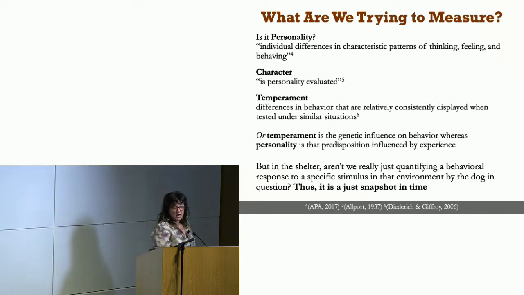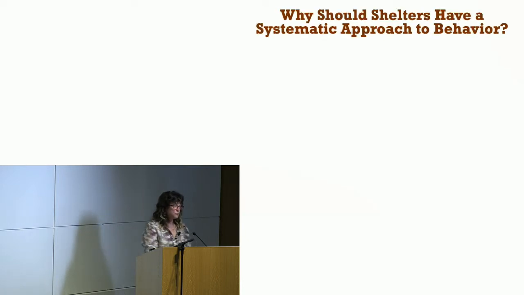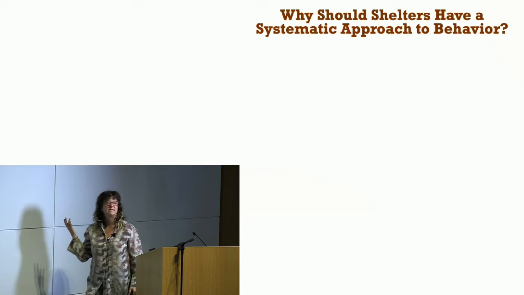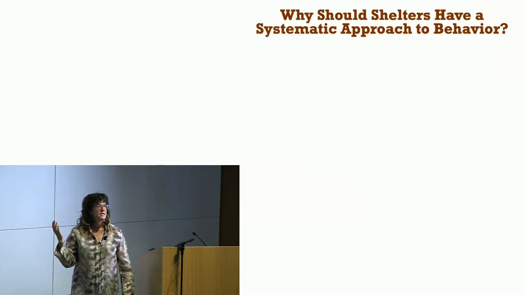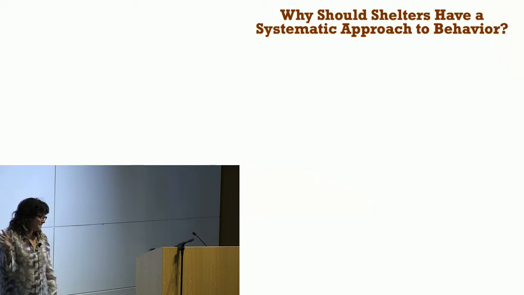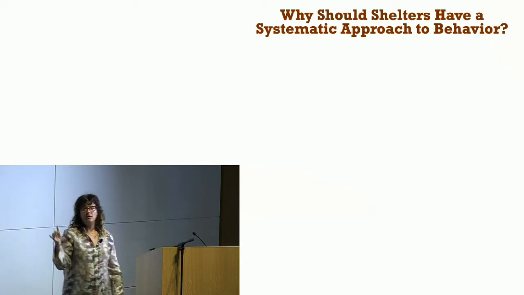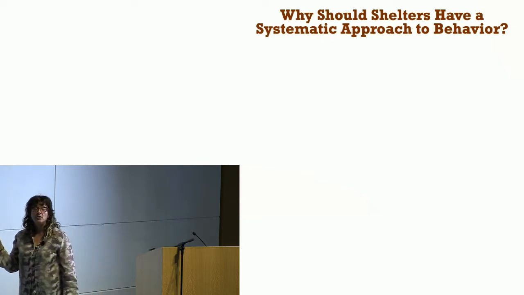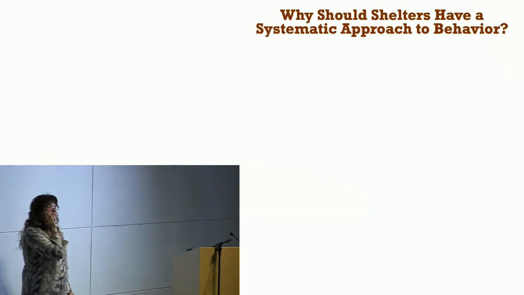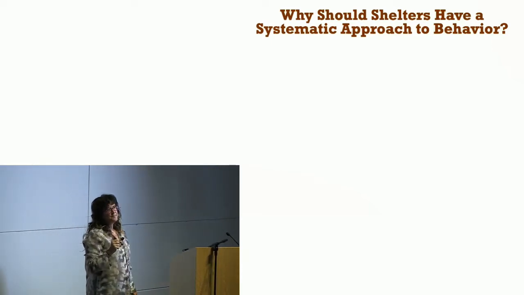It's just a snapshot. So if we can agree then that it's just a snapshot in time, why should shelters have a systematic approach to behavior? Maybe you use an assessment, maybe you don't. When I say systematic approach, I just mean that every animal gets the same thing or roughly the same thing. So why should we be systematic in our approach to understanding the behavior of dogs in our care?